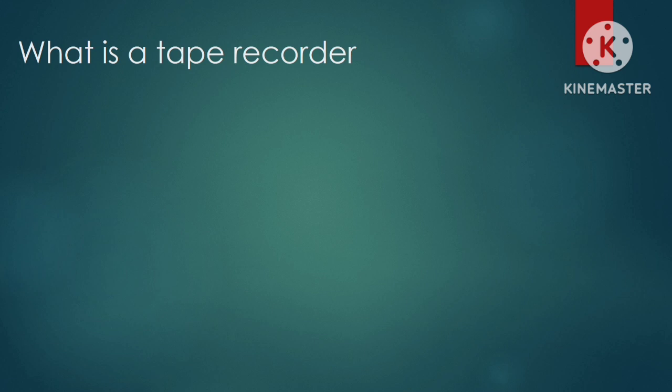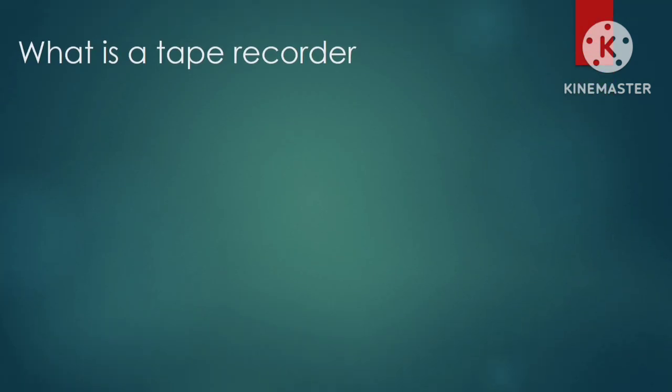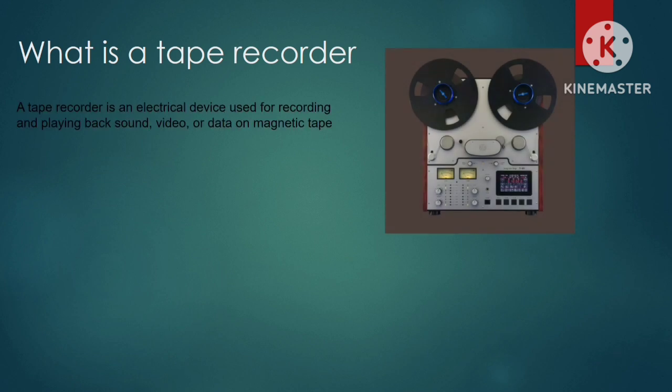Today I am going to talk about the working principle of a tape recorder. So let's know first what is a tape recorder. A tape recorder is an electrical device used for recording and playing back sound, video, and data on a magnetic strip.